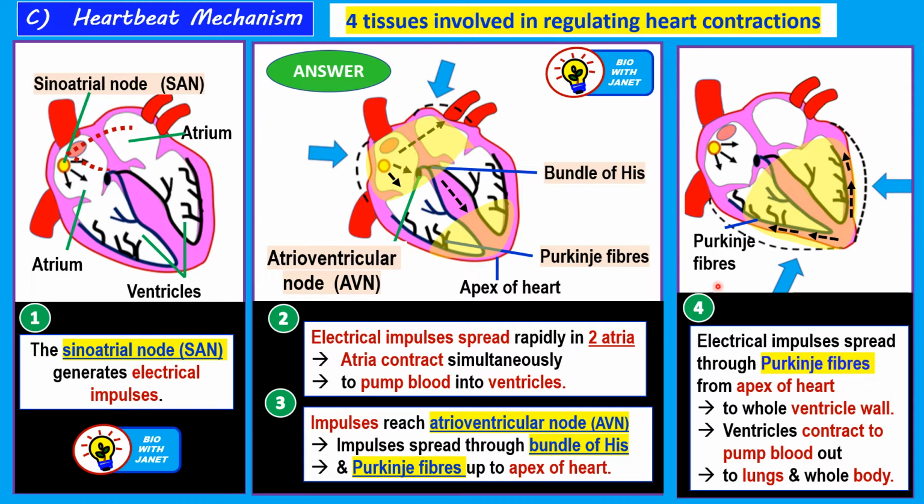Here we can see the four tissues involved. The sinoatrial node is the one that generates the electrical impulse. The AVN, the atrioventricular node, receives the impulse from the SAN, the sinoatrial node, and then it will pass the impulse to the bundle of His, and finally to the Purkinje fibers, which move up the walls of the ventricle and cause the ventricles to contract.